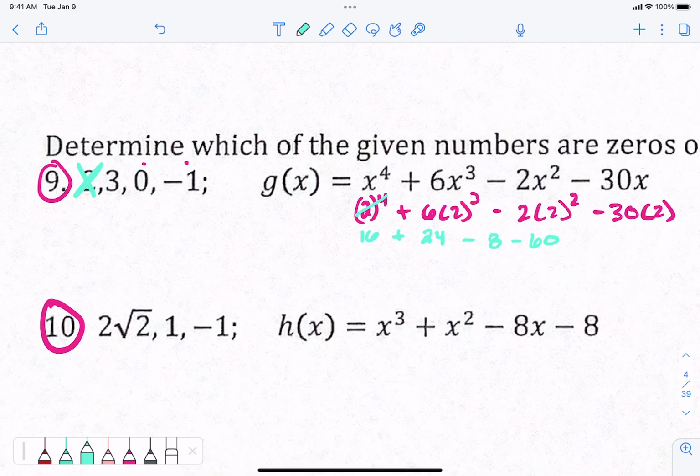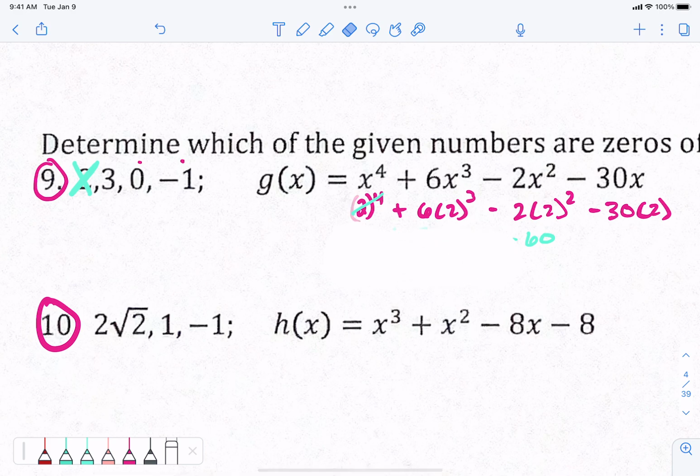Okay, now let's do it with 3 instead. Okay, so these are 3s. 3 to the 4th power is 81 plus 27 times 6. I don't know what that is. Would it work to just plug it into your calculator and then look at the graph? I mean, you can, yeah. Does 3 come out to be 0? No. You're sure? Pretty sure. Positive? 3 does not.